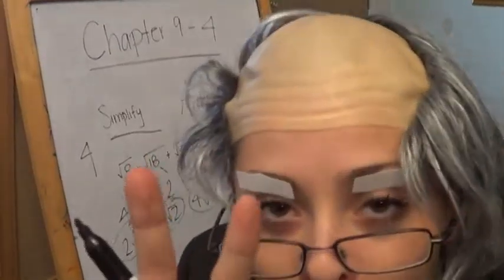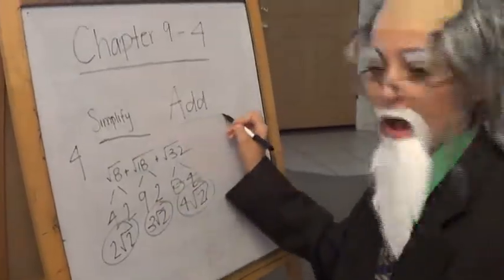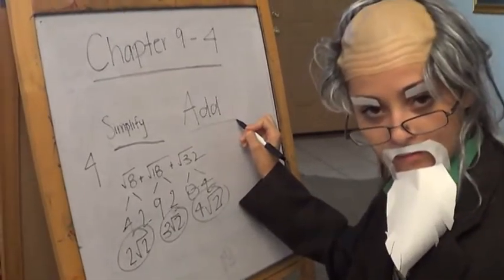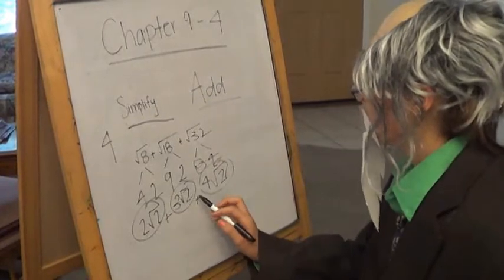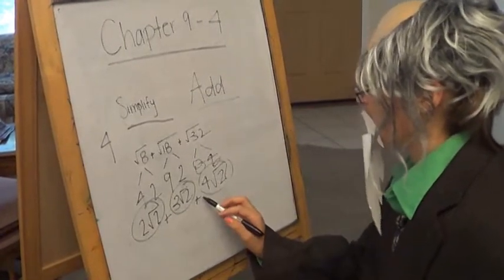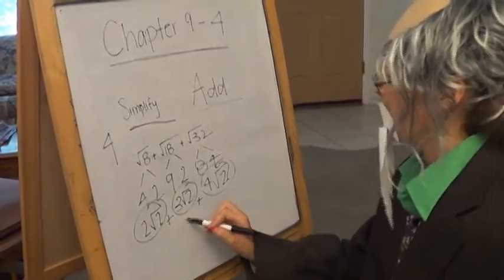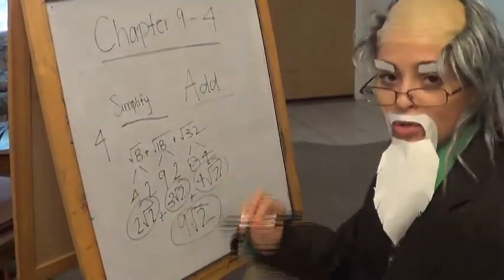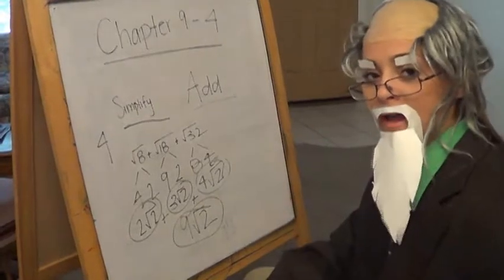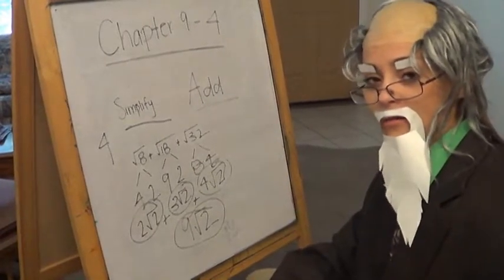Step 2. You must add. You add the 2 rad 2 to the 3 rad 2 to the 4 rad 2, and that becomes 9 rad 2. Always remember, children, never to multiply the number inside the radical. Next chapter.